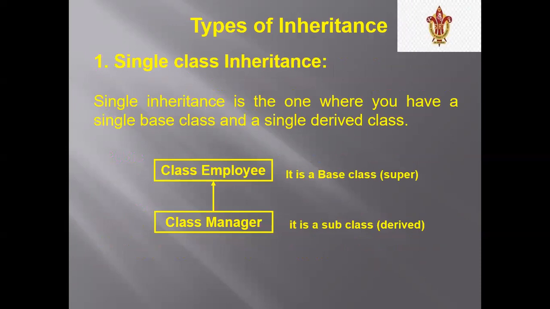Now we are going to types of inheritance. Generally, there are n number of types of inheritance. First is single class inheritance. In single class inheritance, you have a single base class and a single derived class. Means there is one base class, and that base class is inherited by another class. That class is the derived class. Here we can see from the example that employee is a base class and manager is a derived class. This arrow points to employee because employee is the base class.